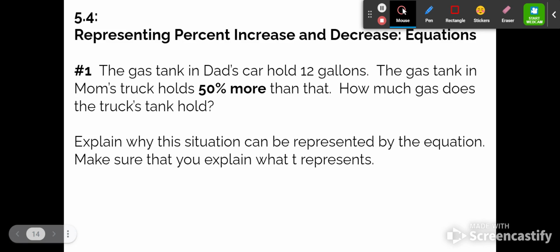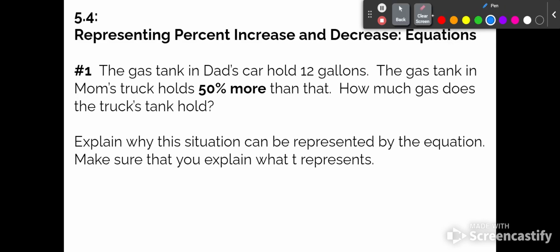5.4, representing percent increase and decrease, the gas tank in Dad's car. This is what we did yesterday, so I'm just going to reiterate this really quick because this is what we did on the paper yesterday, and we already talked about the equations. So the equation, 50% more: the amount Mom's holds is 1.5 times Dad's.